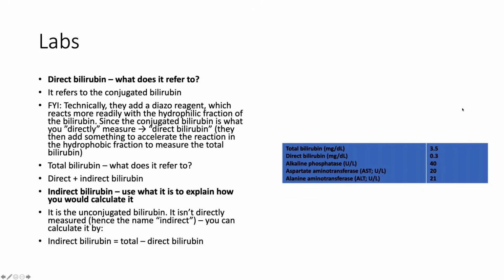That's it. So Saba, what is elevated? Is it the direct bilirubin or the indirect bilirubin that's more elevated here? I think it's the indirect. Yeah, definitely. Because 3.5 minus 0.3 means that your indirect, your unconjugated bilirubin, would be 3.2. So almost all of this is indirect.